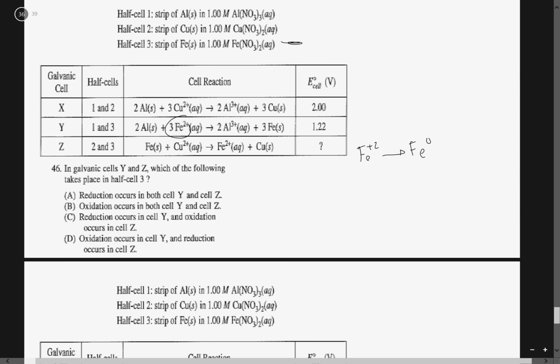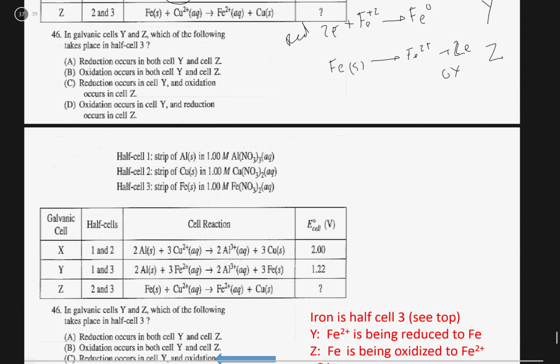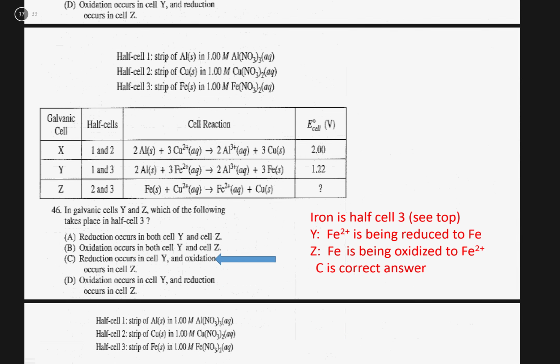Now this is in the Y cell. So adding 2 electrons to this side, this is reduction. And then the other guy, I have Fe solid going to Fe2+ plus 2 electrons. So this guy is oxidation. This is the Z cell. So in the Y cell, I have reduction, and in the Z cell, I have oxidation. And that would be matching up with letter C.